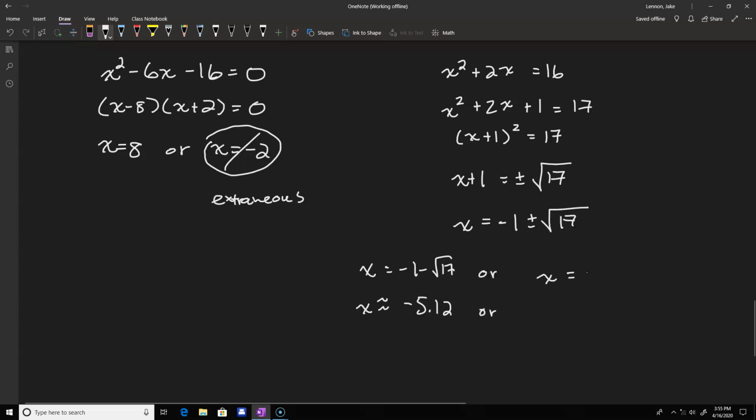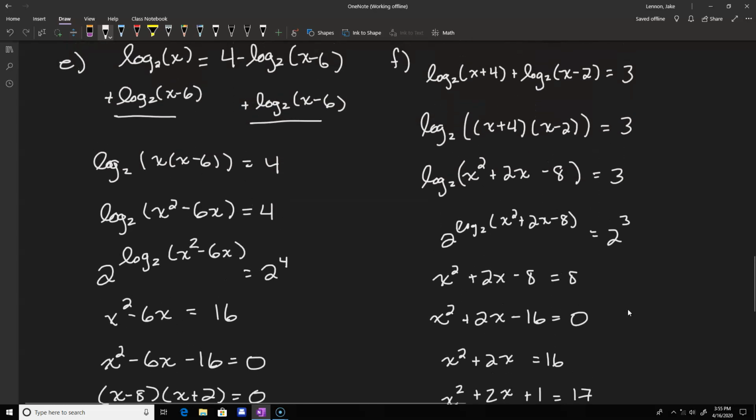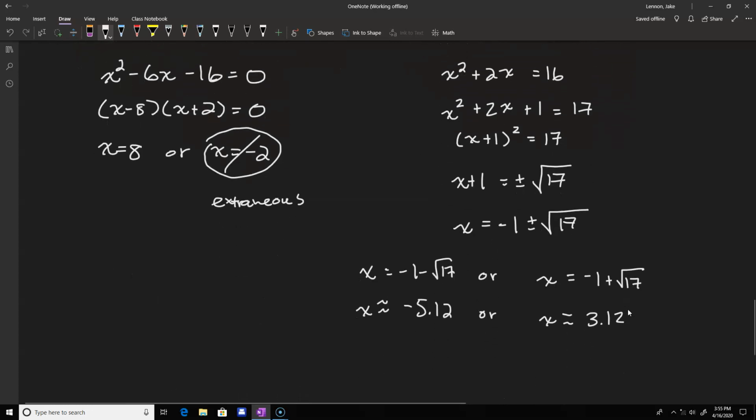x equals negative 1 plus the square root of 17. That is going to come out to 3.12. So we need to make sure that when we plug that into the original equation, it doesn't turn out negative. So 3.12 will work, whereas negative 5.12 will turn out to be extraneous. So these ones end up being extraneous solutions. So our only actual solution is negative 1 plus the square root of 17, which is about 3.12.